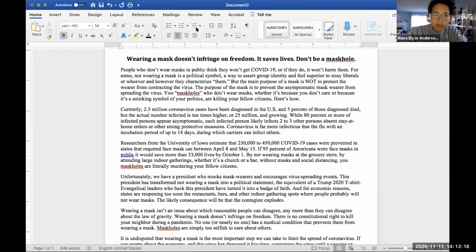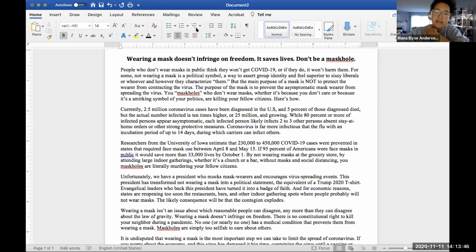All right. So, wearing a mask doesn't infringe on freedom. It saves lives. Don't be a mask hole is what this person is arguing in their opinion. And we'll see what it is that they want us to do. People who don't wear masks in public think that they won't get COVID-19, or if they do, it won't harm them. For some, not wearing a mask is a political symbol, a way to assert group identity and feel superior to, quote, sissy liberals or whoever and however they characterize, quote, them.